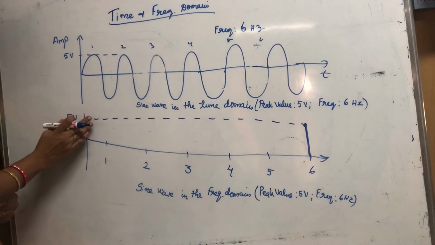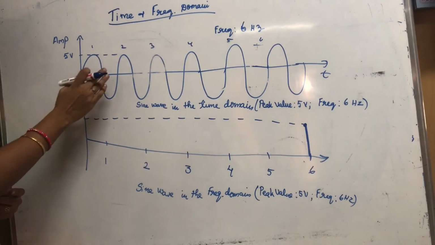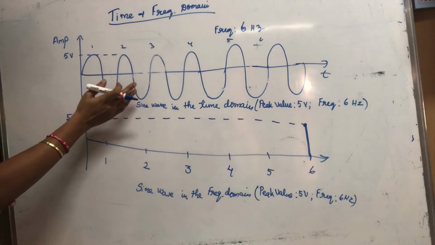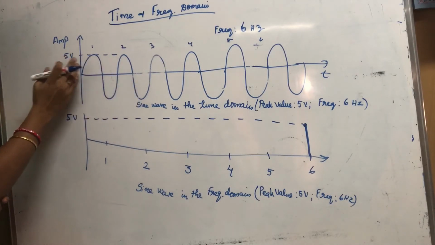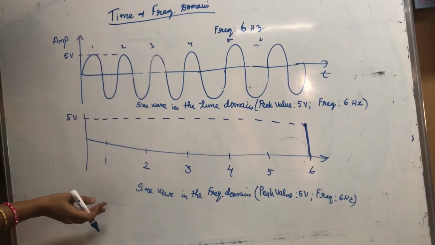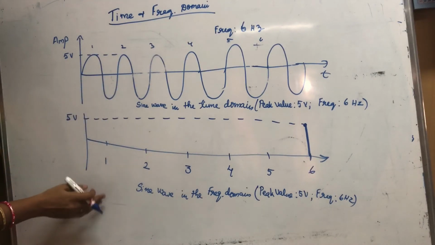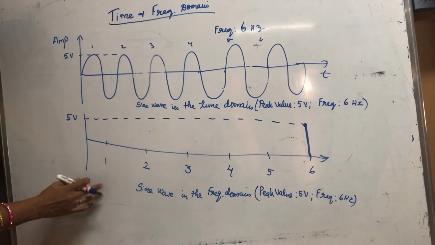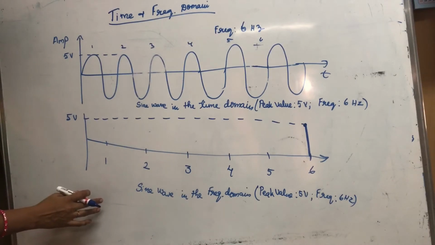In the time domain, we give the relationship between the amplitude and time. Amplitude and time will be drawn. But if we have to give a relationship between the frequency and the amplitude, then we go for the frequency domain.